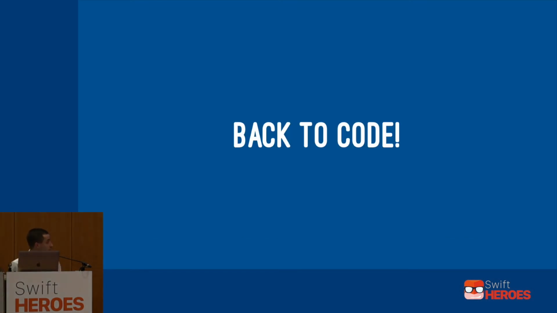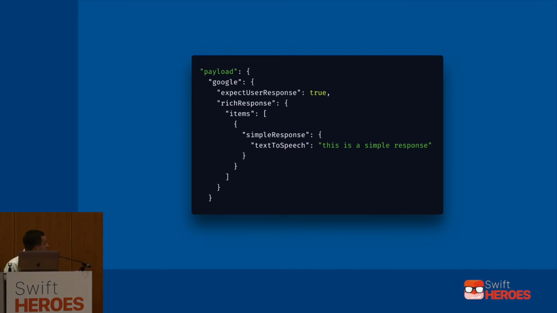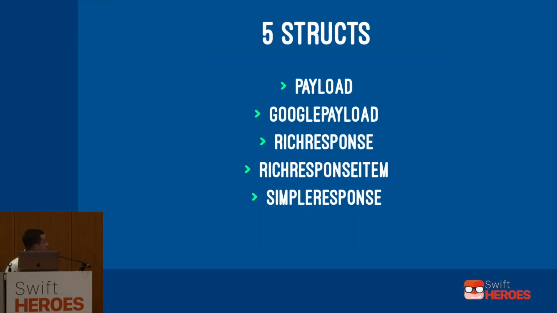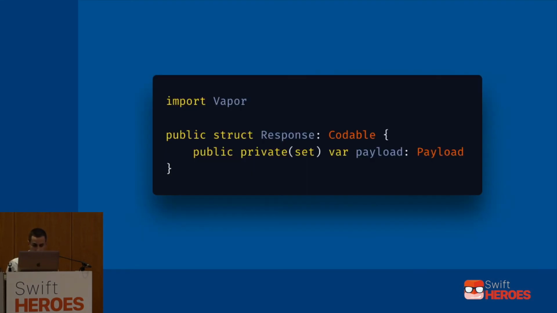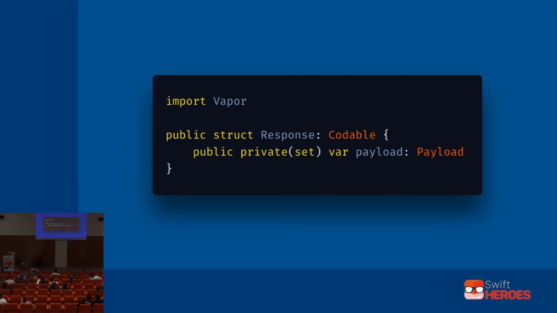So now, back to code. This is an example of the response that Google can handle from the bot. So to use Codable from Swift, as you can see, we have to create a lot of structs. We have to create 5 structs: the payload, Google payload, rich response item, and simple response. So after creating that, we will create a response struct with the payload struct that you have just created.